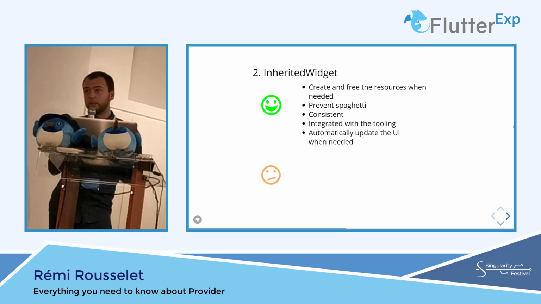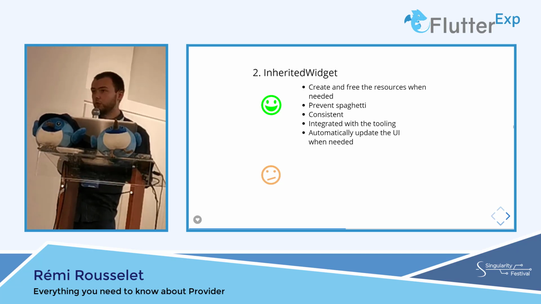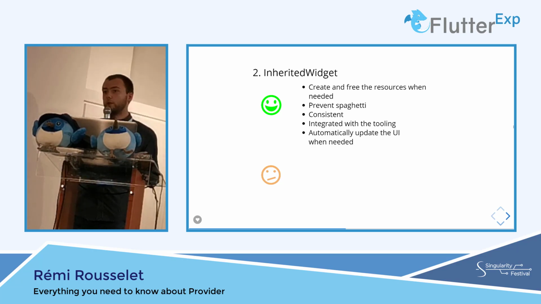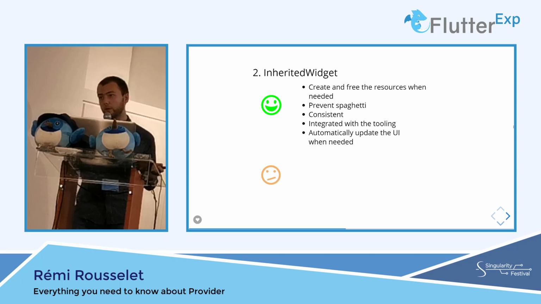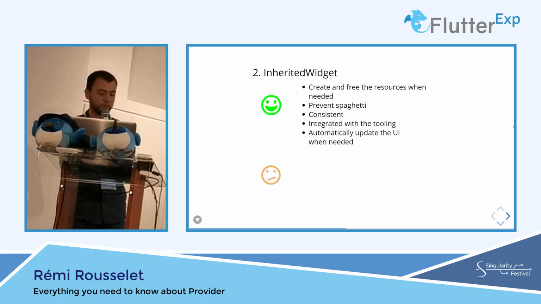It's also very consistent because the default behavior is usually the one you want. You will never have to manually specify the parameter every time; it's inferred by default. And it's also very well integrated with the tooling because since it's a widget, Flutter is able to know how to manipulate widgets. So, for example, if you open the DevTools, you will see the state of the inherited widget. You will see the variables in the DevTools. You will also have things like hot reload and similar things. And it also updates your UI automatically, like we said earlier.